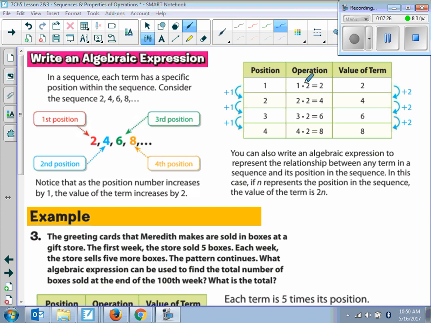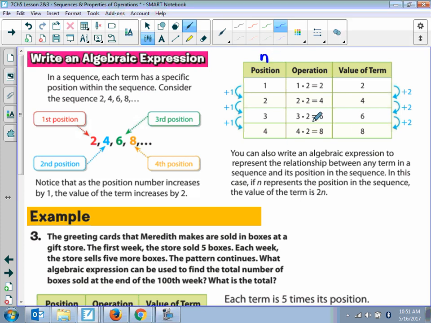Now look at what's happening here. We're taking the position number and multiplying times 2. So each time we can take that position number, multiply times 2 to get the position value. Is everybody with me? So 1 times 2 is 2, 2 times 2 is 4, 3 times 2 is 6, and so forth. So we can say if n is the position number, we're going to multiply that position number times 2 to get the value of the term.